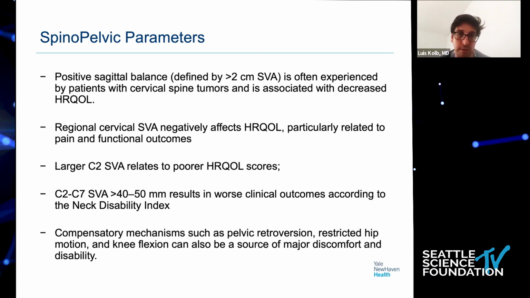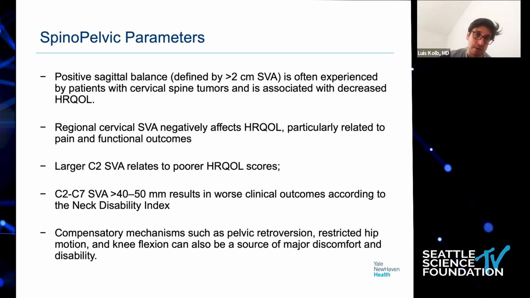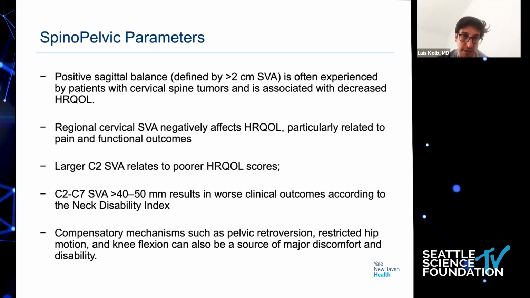It has been shown that with a higher C2 positive balance, they have poorer and poorer quality of life metrics. And C2-7 sagittal balance angles of 40 to 50 result in worse clinical outcomes pertaining to the Neck Disability Index. All this means is that the more imbalanced the patients are, the more you can imagine they're going to have pain and pretty poor quality of life outcomes, pre-op but also post-op.